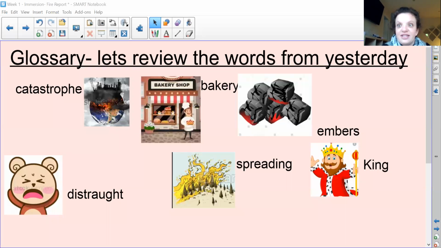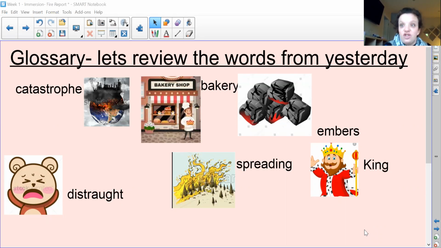Today we are going to be identifying features of newspaper reports and I'm about to share my screen ready so that you can learn today. So first things first, have a little read, pause if you need to, of the different words that we have been learning this week in our vocabulary lessons and see if you can remember what they mean and use the picture to help you.